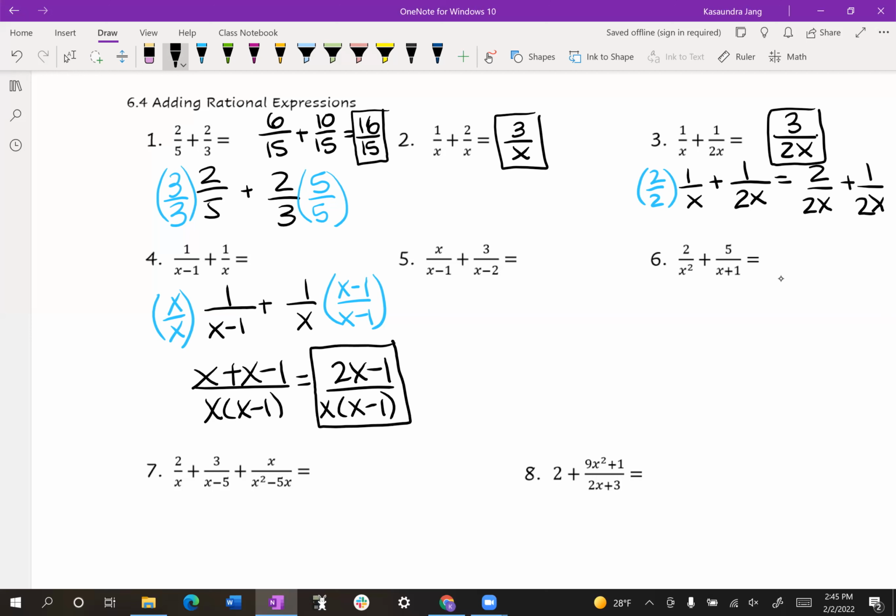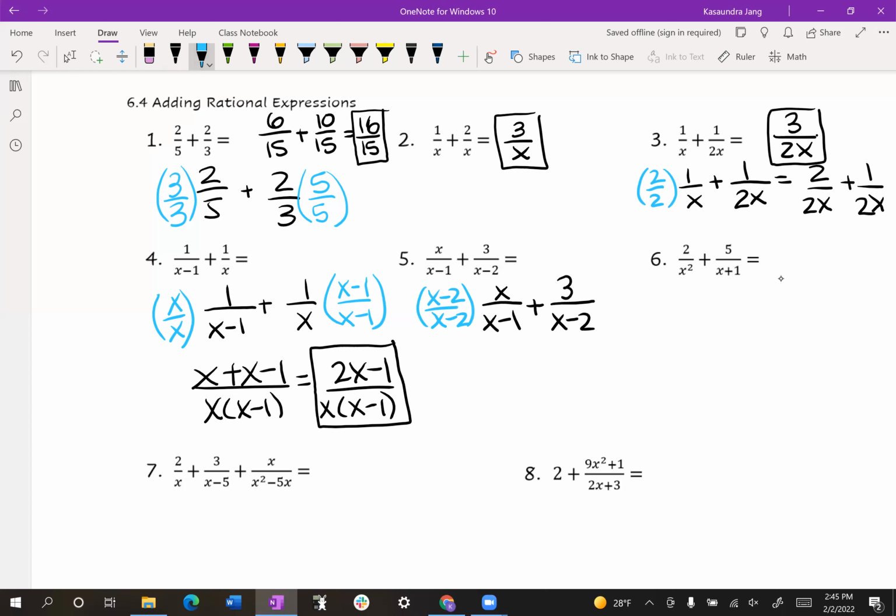Okay, number 5, very similar to number 4 in that the denominators are not the same, so I have to multiply by this other denominator, x minus 2, over another x minus 2. Again, the reason why I can do that is because anything divided by itself is 1. So I really am multiplying by 1. And multiplying by 1 doesn't change anything.